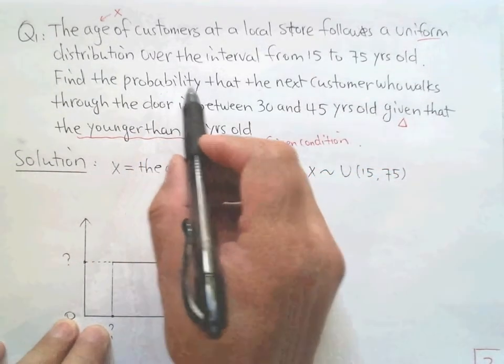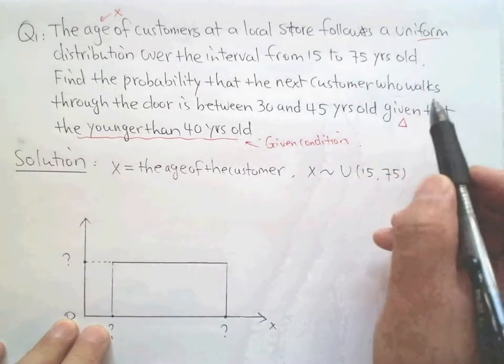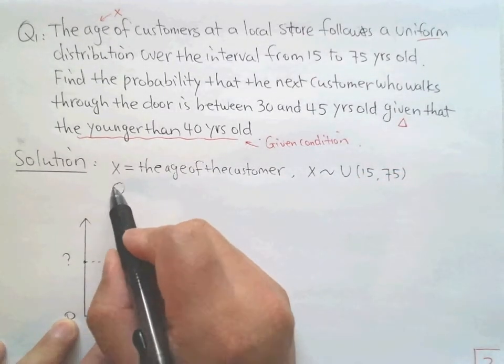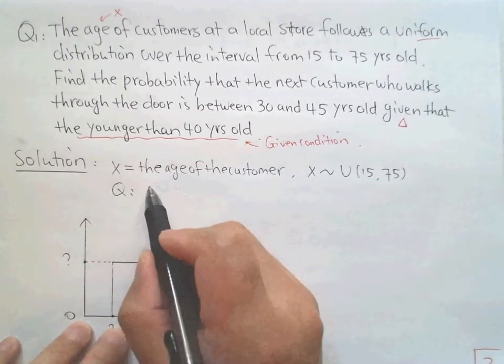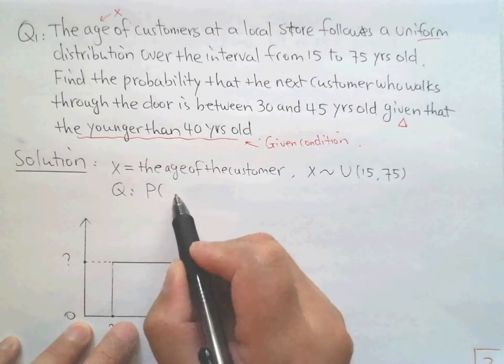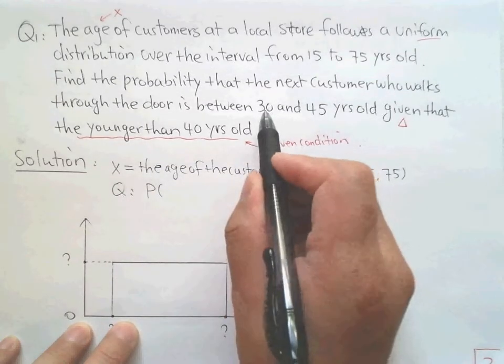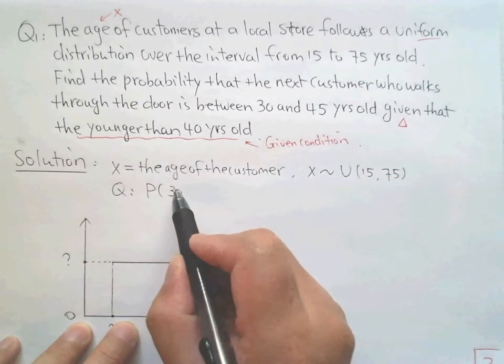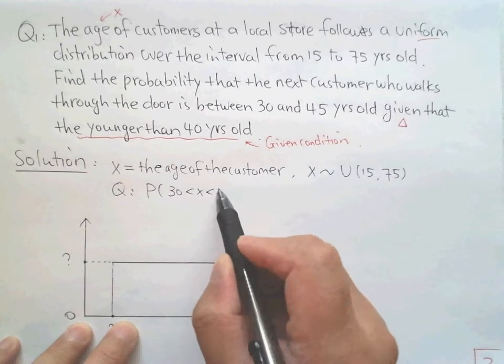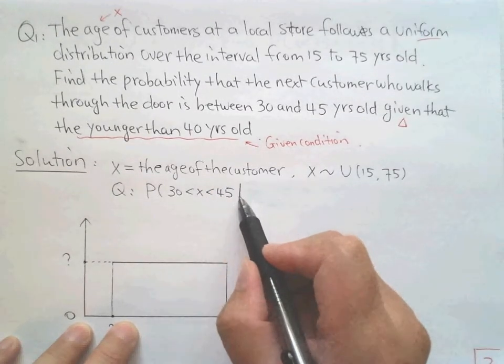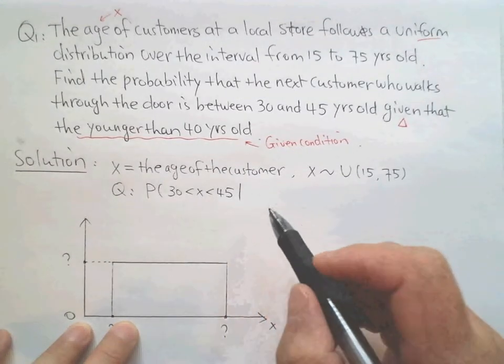The next one is a probability between, given. So I wrote it here, so you know what the question is. The question is this probability. Can you see? The age of the next customer is between 30 and 45. But don't stop here. Put a small bar. This is a given. Given what?